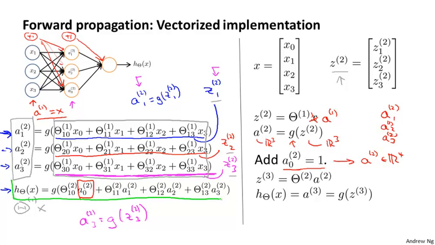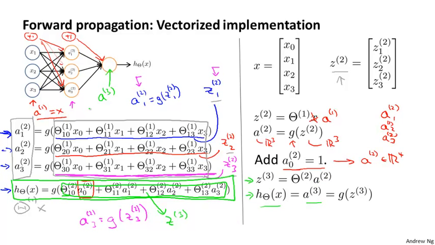And finally, to compute the actual value output of our hypothesis, we then simply need to compute z3. So z3 is equal to this inner term here that I'm underlining, and z3 is theta2 times a2. And finally, my hypothesis outputs h of x, which is a3. That's the activation of my one and only unit in the output layer. So that's just a real number. You can write it as a3 or as a31, and that's g of z3.